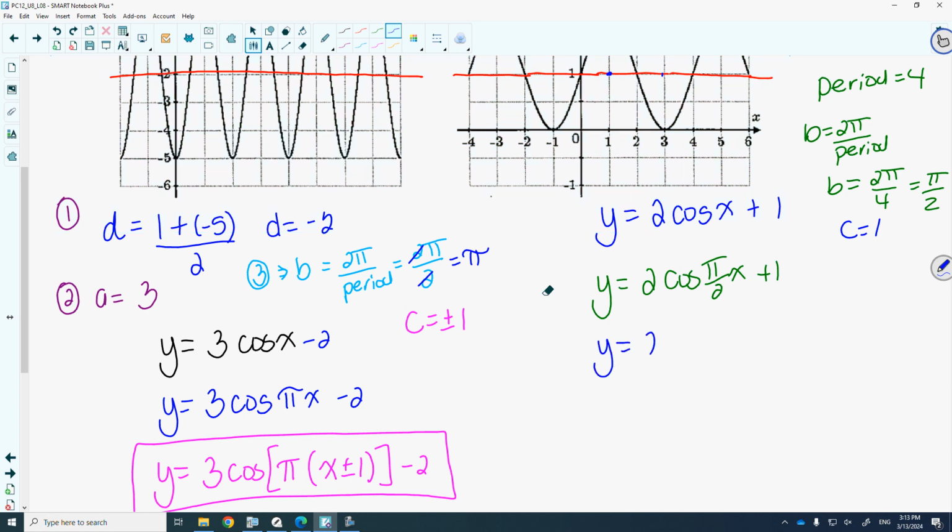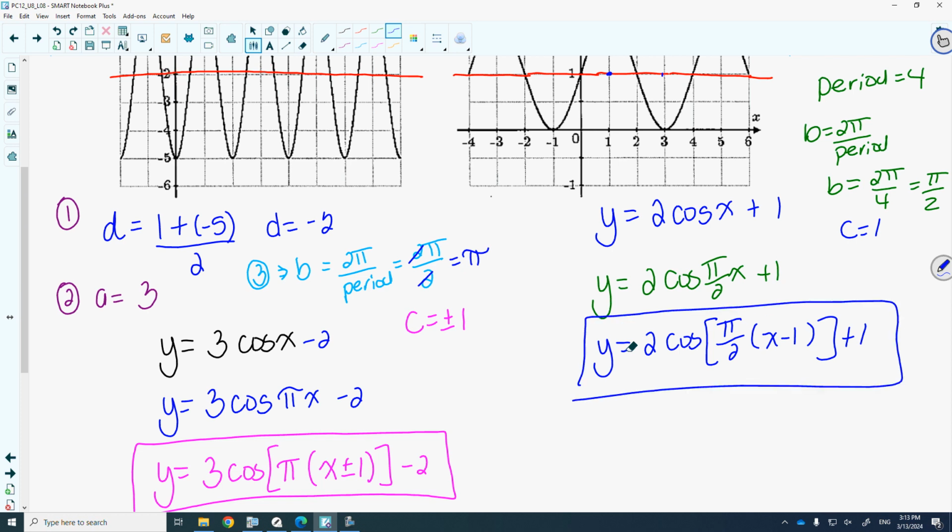So the equation would be 2 cosine. Now I'm going to put pi over 2, and then I'm going to do x minus 1, because if I want it to go 1 to the right, that would be an x minus 1. Here's my b value, there's my a value, and then plus 1. That would be your final answer, worth 4 marks.